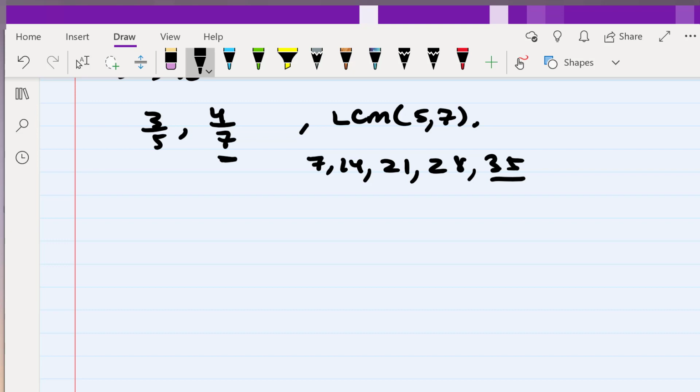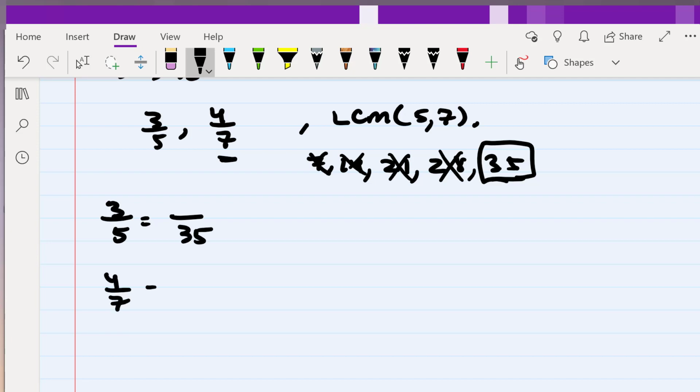So 5 doesn't go into 7, 5 doesn't go into 14, 5 doesn't go into 21, 5 doesn't go into 28, but 5 does go into 35. So 35 is the lowest common multiple of 5 and 7. So what we need is to write 3/5 as something over 35, and 4 over 7 as something over 35.